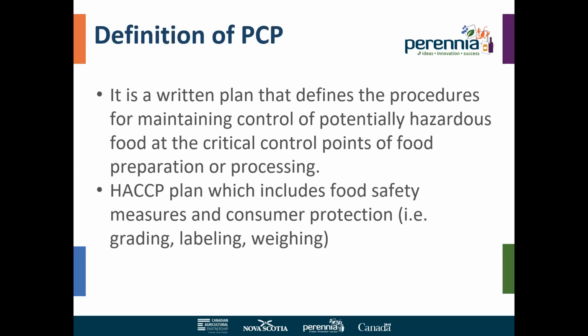So the definition of a preventive control plan. It's a written plan that defines the procedures for maintaining control of any potentially hazardous food at the critical control points of food preparation or processing. So this includes food safety measures and consumer protection. So you're grading, labeling, and weighing. And if you were dealing with livestock, which you folks may be or may not be, of course, it would consider humane handling of the livestock as well.